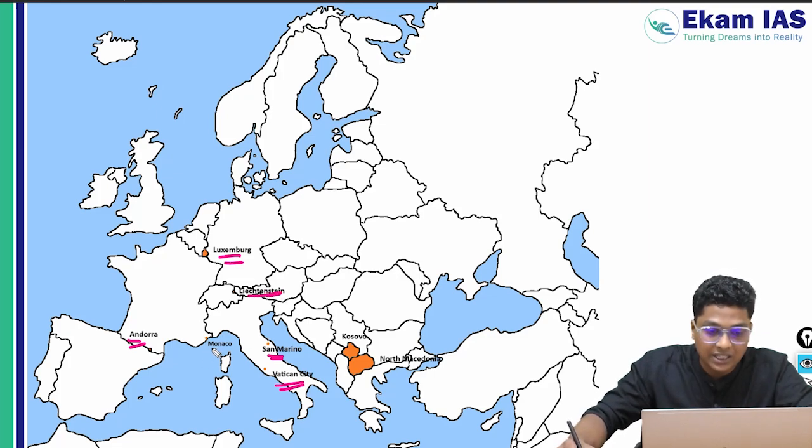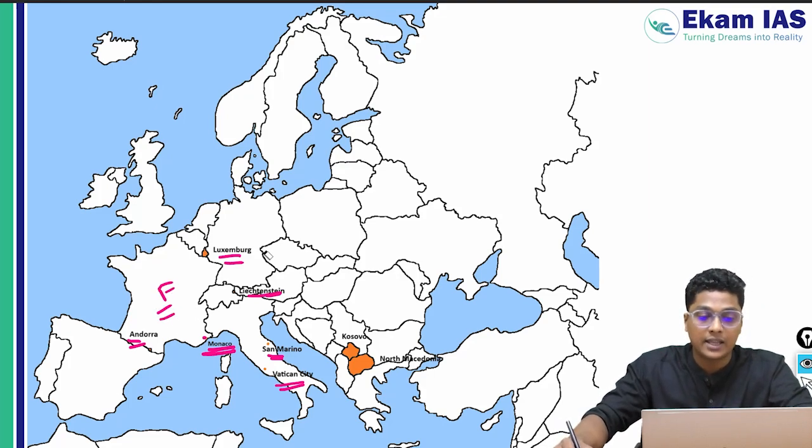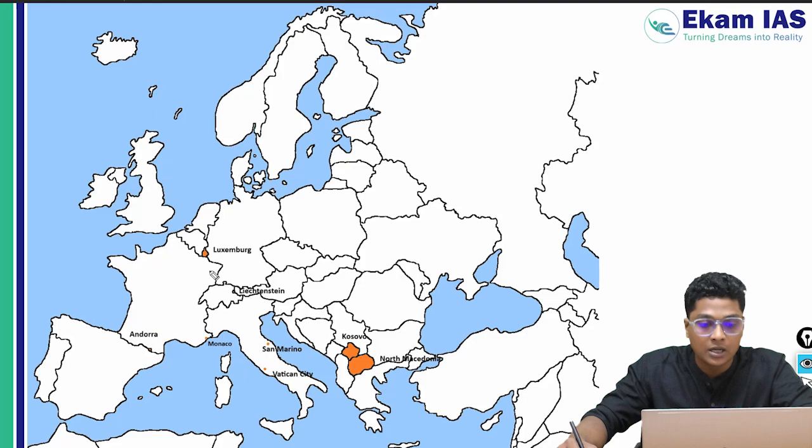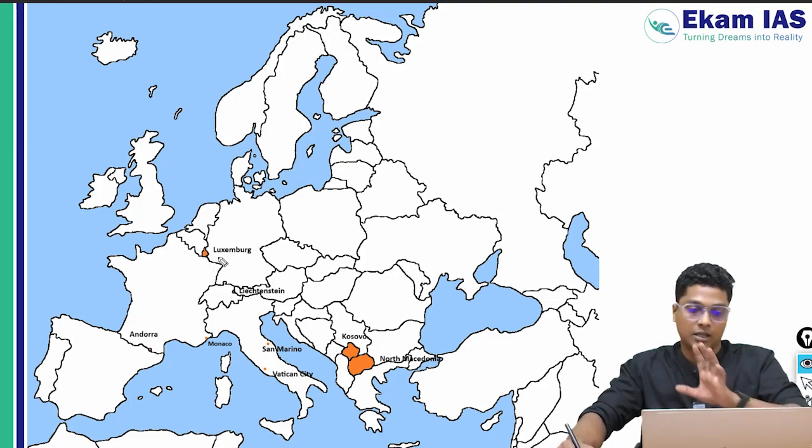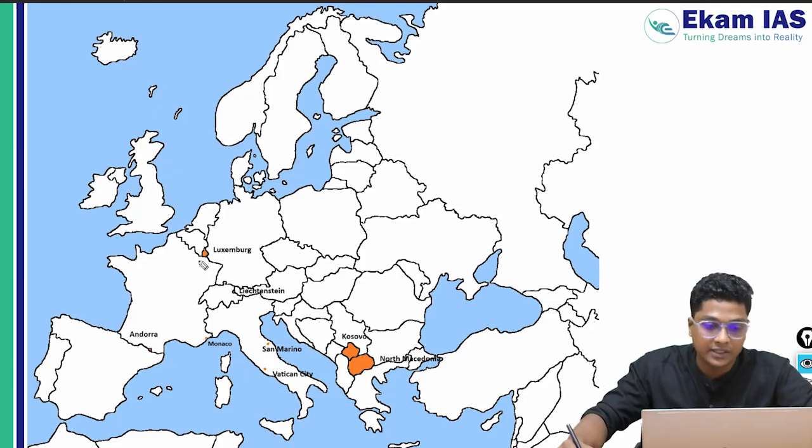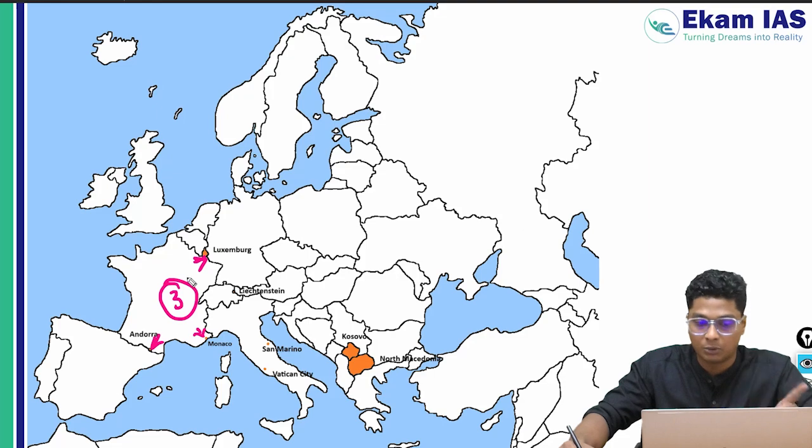Also we have to see Monaco here. Monaco is also an enclave, which is in France. So France here is associated with multiple small nations: Luxembourg, Andorra, Monaco. Three of them are here, right? Remember that.